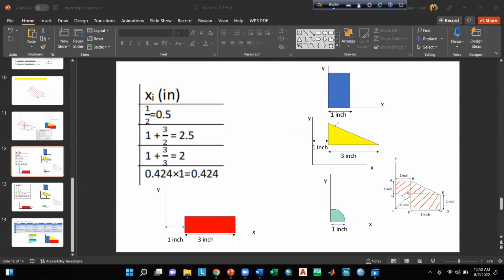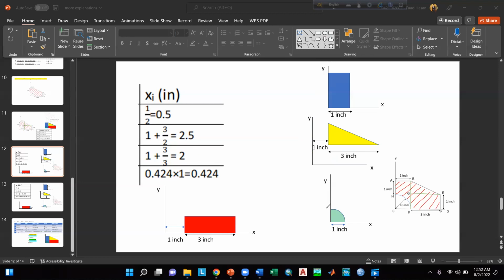Now, if we consider this triangular portion, here it is located at a distance of 1 inch from the y-axis. So what will be the centroid of this triangular portion? It will be equal to 1 plus 3 by 3. If we consider from this side h equal to 3 inch, it will be equal to 1 plus h by 3, and it will give a result of 2 inch, which will represent this distance from the y-axis.